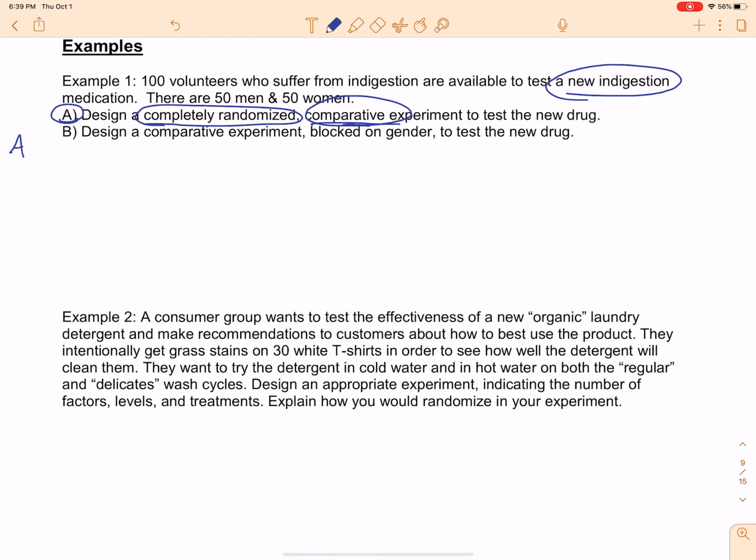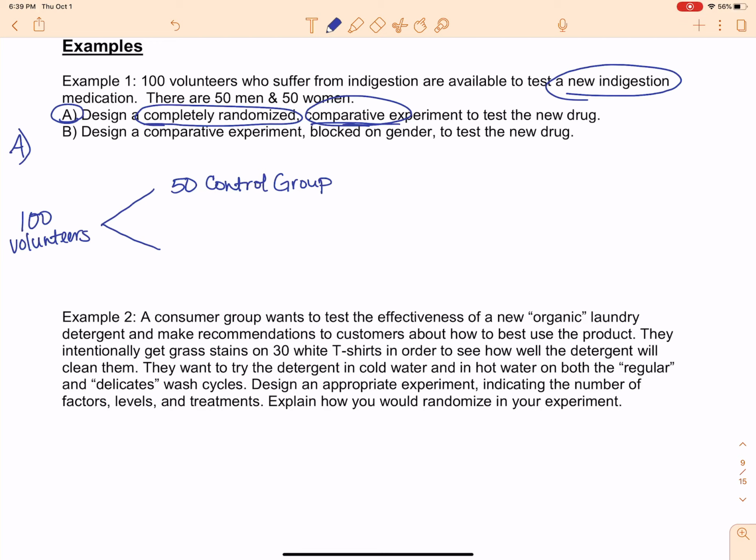All right, so I'm going to design an experiment for you, and some of you are going to be thrilled with how easy this is. So I take my 100 volunteers, and I distribute them to two groups. I'm just going to put 50 in a control group. So 50 in my control group.